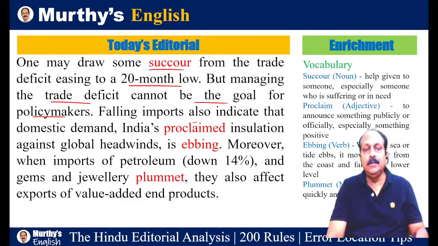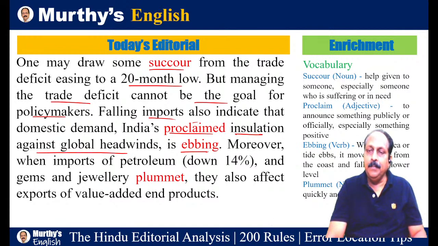Falling imports also indicate that domestic demand, India's proclaimed insulation against global headwinds, is ebbing. Domestic means if there is domestic demand, obviously imports go up. But falling imports also indicate something. What do they indicate? India's proclaimed insulation; insulation means to get protected. Proclamation means what? To state something publicly. Against global headwinds is ebbing. Ebbing means to fall to a lower level.